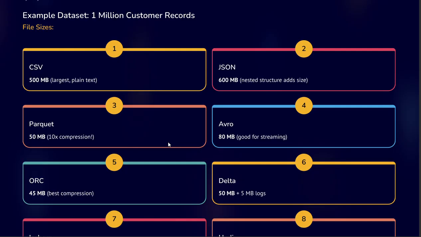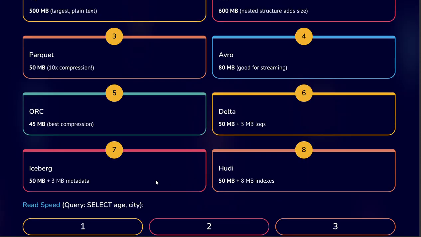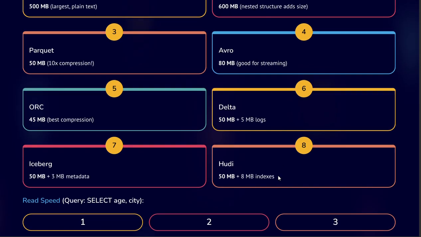Delta, Iceberg, and Hudi add metadata to support production features. Avro is 80 MB, good for streaming. ORC is 45 MB, with better compression. Delta is 50 MB plus 5 MB of logs. Iceberg is 50 MB plus 3 MB of metadata. Hudi is 50 MB plus 8 MB of indexes.